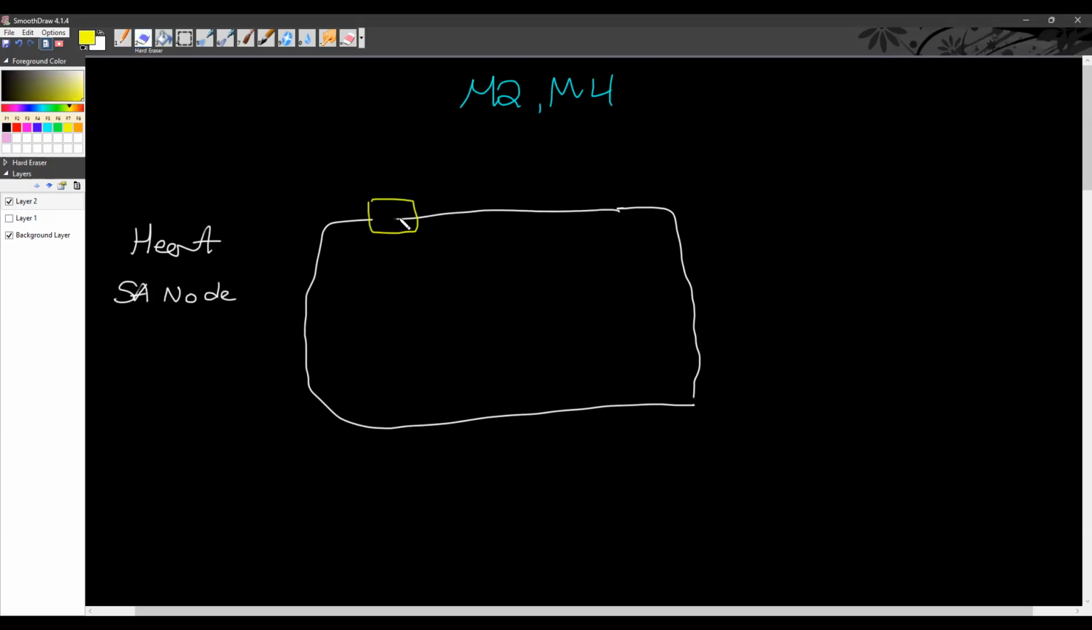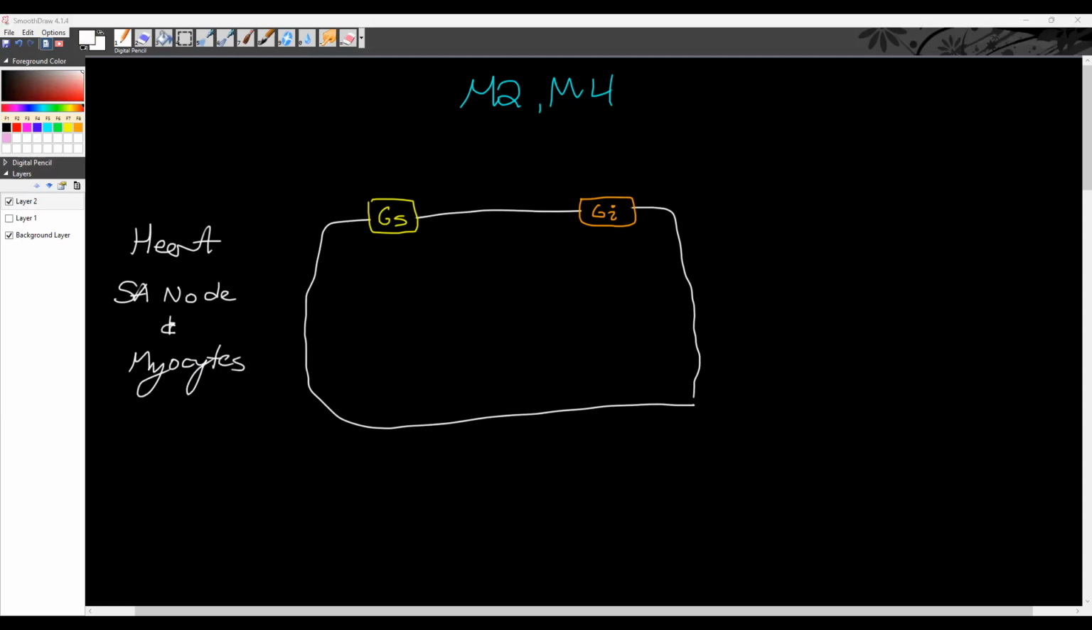GS. And we have GI. Oh, you included the myocytes. Okay. I thought the myocytes were involved, but I'm not looking at the chart. You should be looking at the chart. Yes, yes, yes.